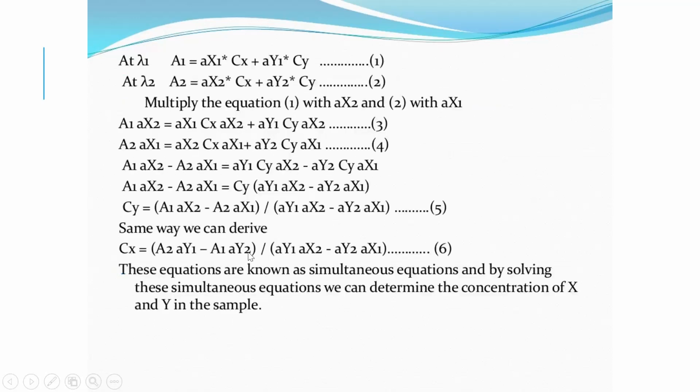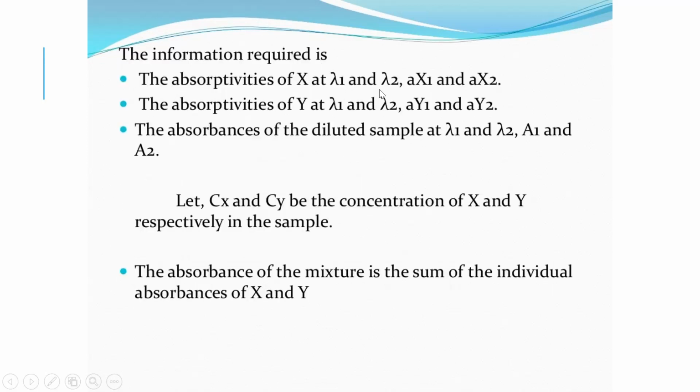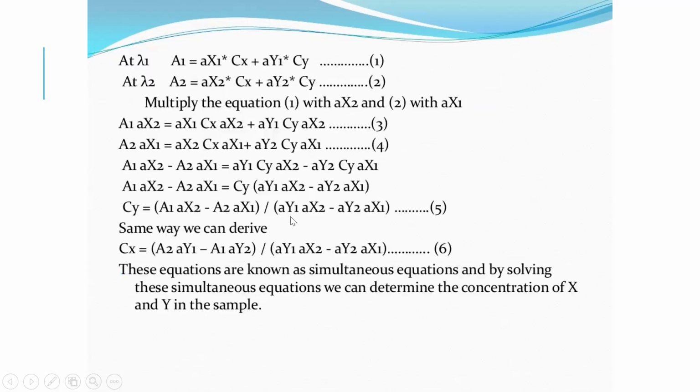So by solving these equations, finally we can derive this formula for Cx, and this is the formula for Cy. So if we know the absorptivities of X and Y at lambda 1 and lambda 2, and the absorbances of the diluted sample at lambda 1 and lambda 2, represented by capital A1 and capital A2, we can determine the concentration of X and Y present in the mixture, provided you calculate the AX1, AX2, AY1 and AY2 values.